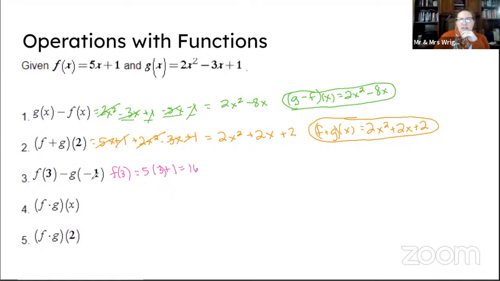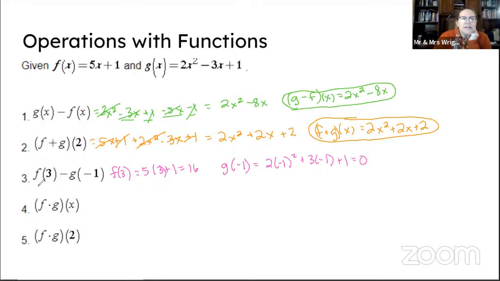Okay, well, let's find out what g of negative 1 is. G of negative 1 is 2 times negative 1 squared minus 3 times negative 1 plus 1. Remember, when you're squaring negatives, make sure you use your parentheses, or else you will get the wrong answer. Let's do it without a calculator to make sure. Negative 1 squared is 1, times 2 is 2. Negative 1 times 3 is negative 3. Negative 3 and positive 2 is negative 1, plus 1 equals 0.